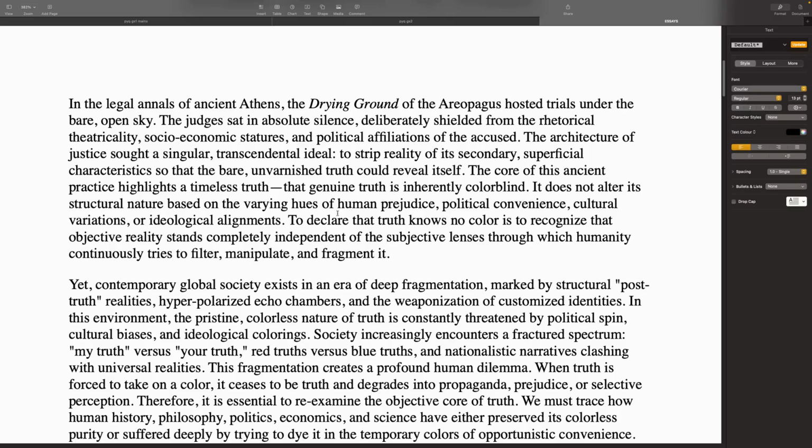It does not alter its structural nature based on the varying hues of human prejudice, political convenience, cultural variations, or ideological alignments. To declare that truth knows no color is to recognize that objective reality stands completely independent of the subjective lenses through which humanity continuously tries to filter, manipulate, and fragment it.